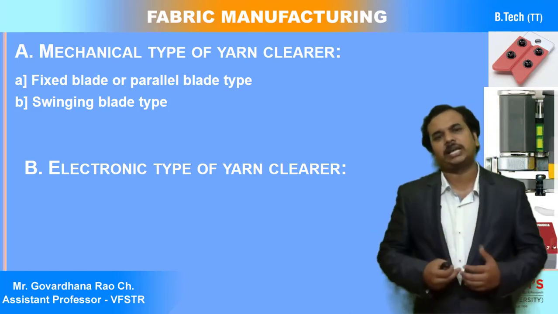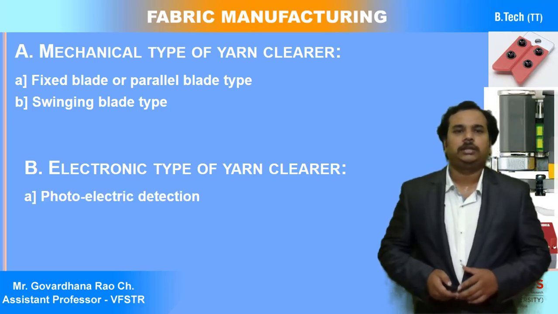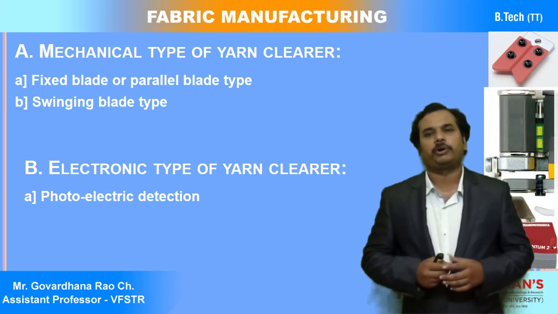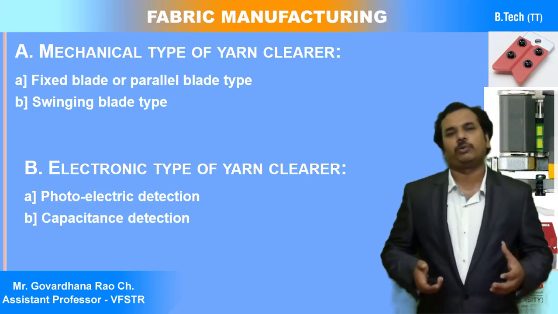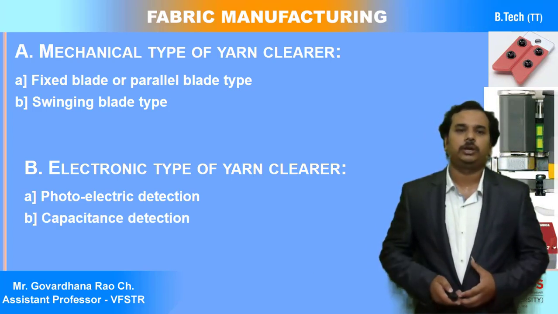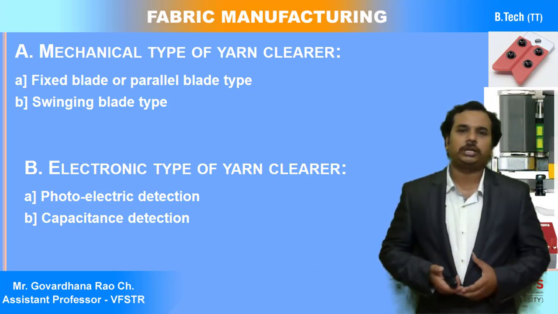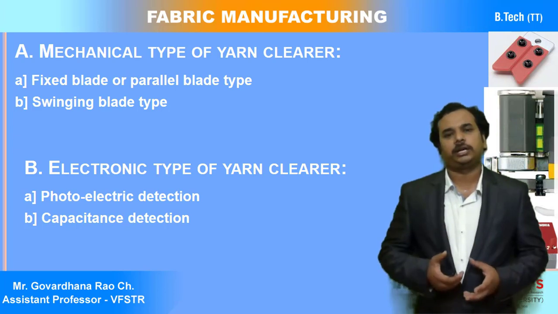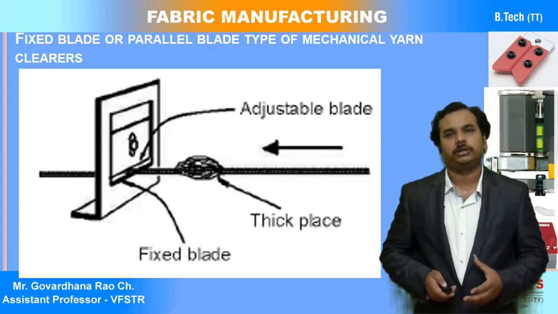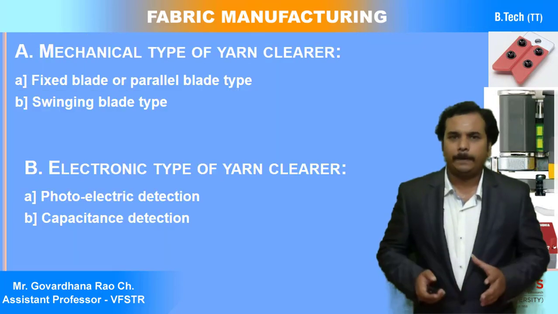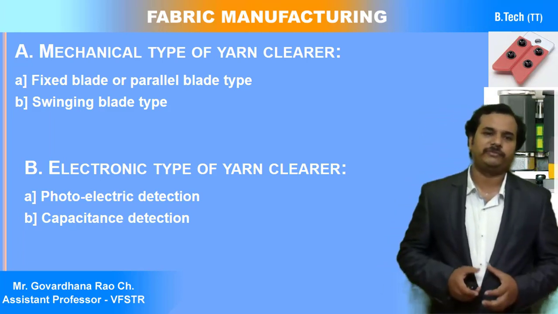We will see what exactly the fixed blade type and the swinging blade type of clearer are. Then in the second category, the electronic type of yarn clearer, there is photoelectric detection, and the second one is capacitance detection. So in the electronic type of yarn clearers, photoelectric detection is one thing, and the second one is called capacitance type of detection. So totally, in the mechanical type there are two categories, and in the electronic type there are two types of yarn clearers.